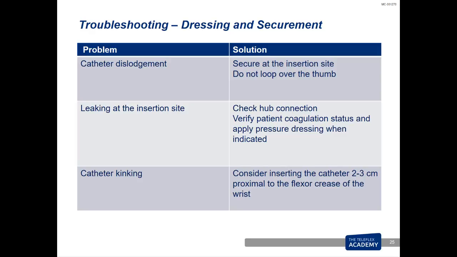So when you think about catheter kinking, the insertion of the catheter should be proximal to the flexor crease of the wrist. And if it's not proximal, when you do a dressing change and you add add-on components, we may actually bend or kink the catheter. So very important to go back to the last thing that we did when considering troubleshooting, post-dressing, or securement change.